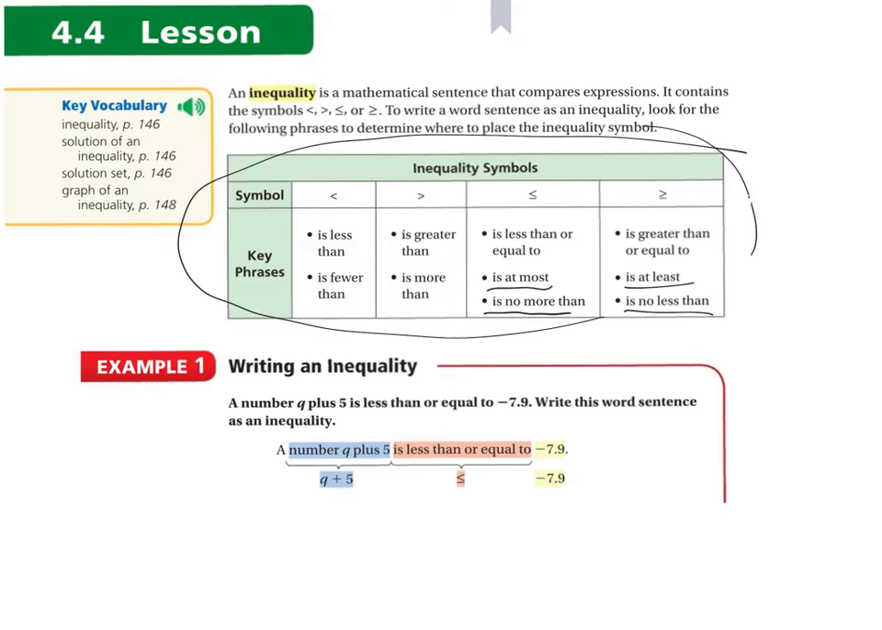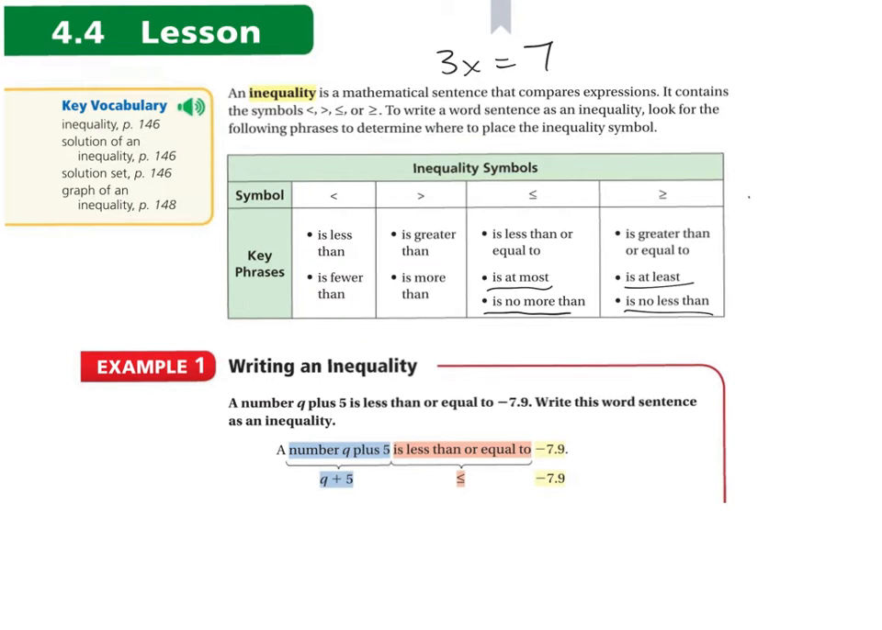So basically what we're going to be doing is learning to write inequalities. An inequality, I kind of got ahead of myself, is similar to an equation, only an equation would say 3x is equal to 7, whereas an inequality is going to say that 3x is less than, greater than, less than or equal to, or greater than or equal to. And I did those in this order: less than, greater than, less than or equal to, greater than or equal to.